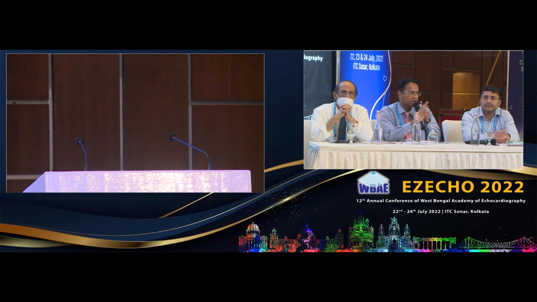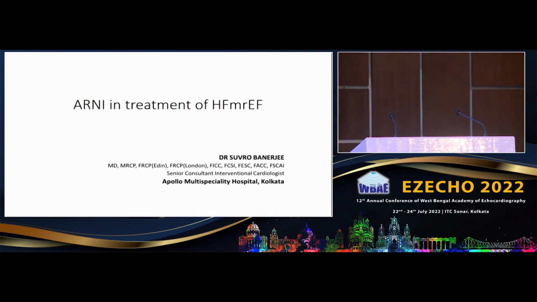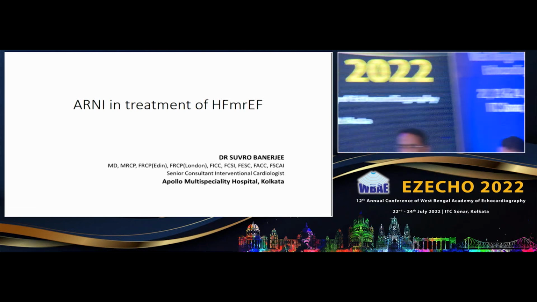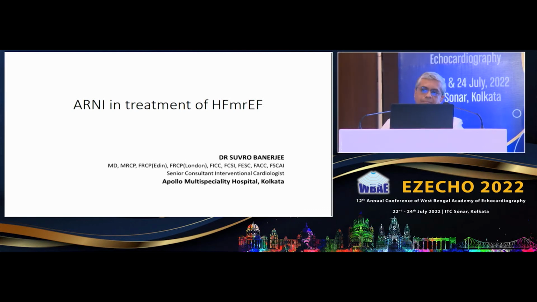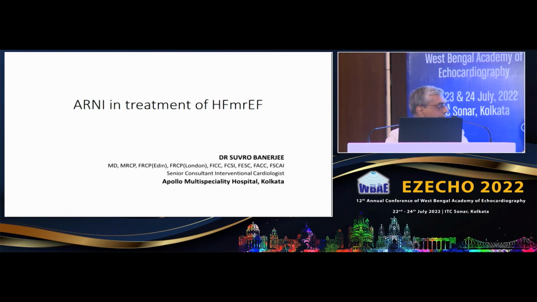Particularly sudden cardiac death is not well elaborated in this group. I am here for the last 1 hour. I have heard about preserved ejection fraction and reduced ejection fraction, but there is no correlation regarding sudden cardiac death. And there are some studies that show that when patients improved from 20 to 35 or 45, the sudden cardiac death ratio does not change. Dr. Banerjee, please.